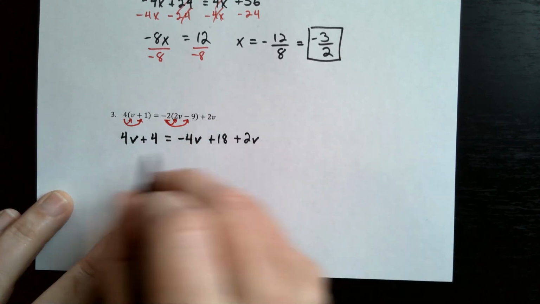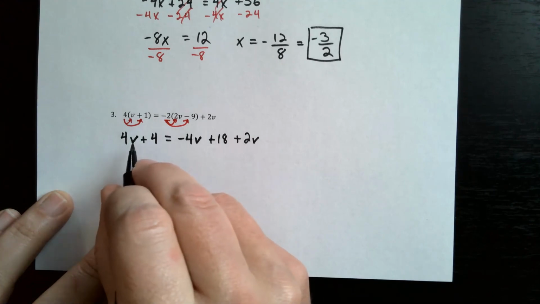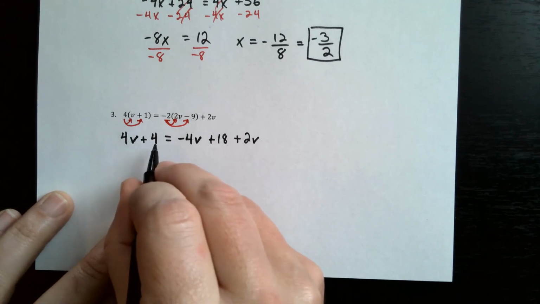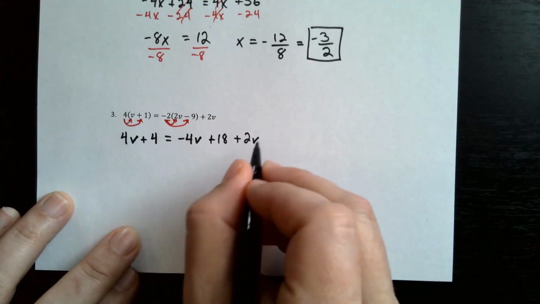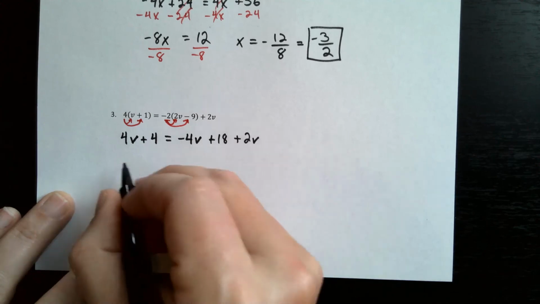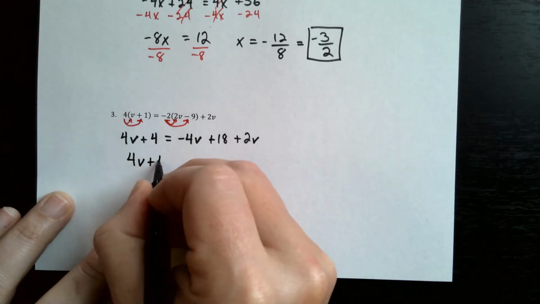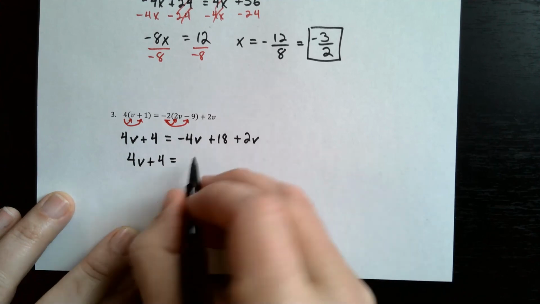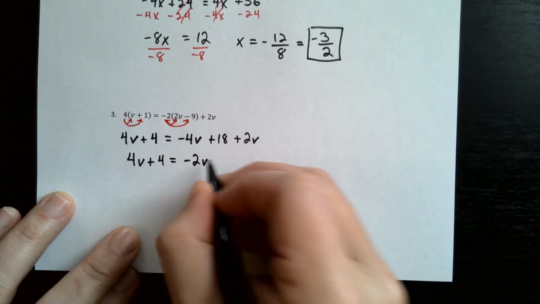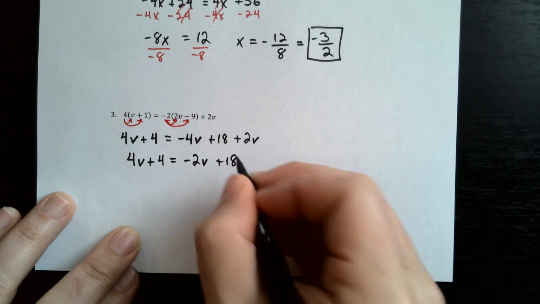Let's combine like terms. We don't have any like terms over here. We've got a term that has a v in it and then a number, so nothing there. But we can combine these two, 2v with -4v. That will give me -2v when I add those two together, plus 18.